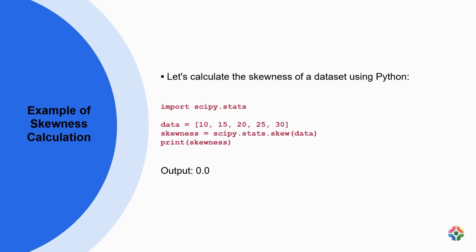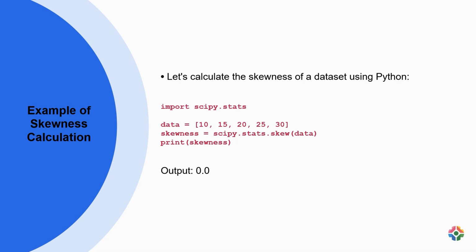The skewness of a dataset measures the asymmetry of the distribution. For example, in a dataset of 10, 15, 20, 25, 30, the skewness is calculated to be 0.0. Skewness is a statistical measure that reflects the symmetry of a distribution.